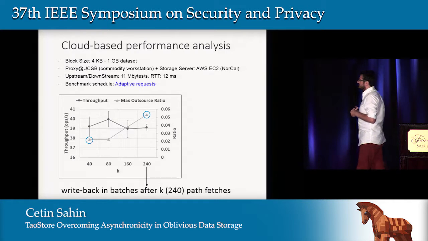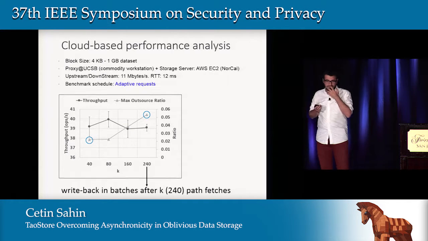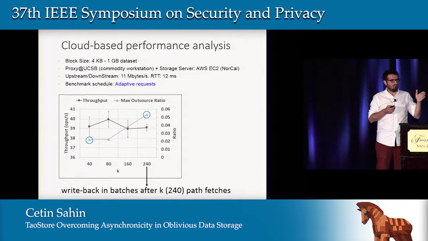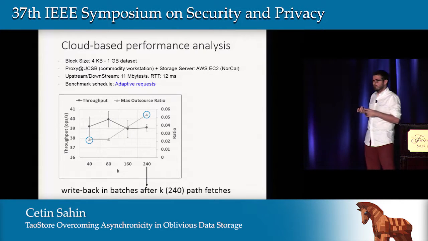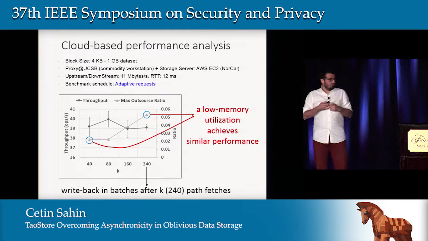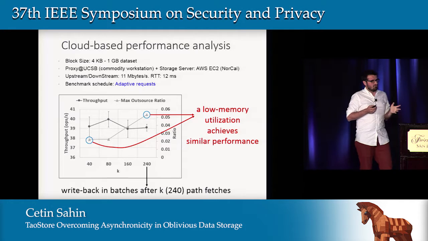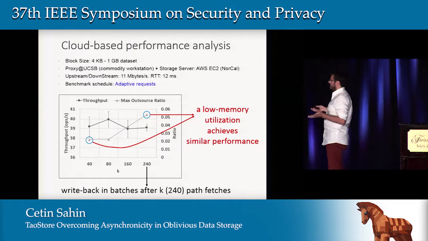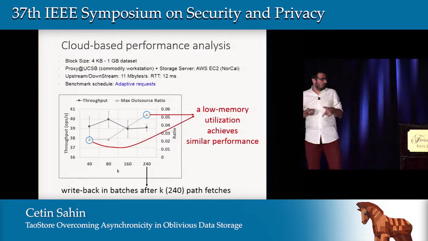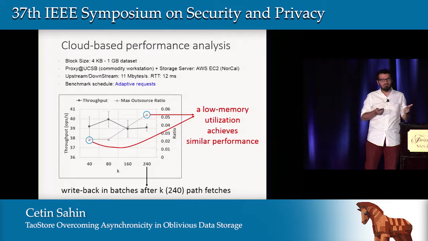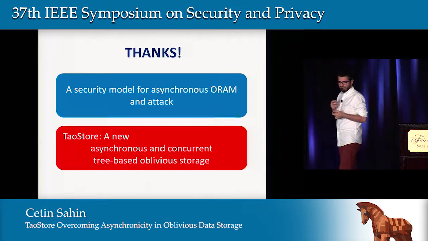When the write-back threshold is 40, we achieve a throughput of 39, and this was also the case when the write-back threshold was 240. Even with a smaller memory utilization, TaoStore can achieve similar performance. In the first case, we have 5%. In the second case, we have 2% memory utilization, but the achieved throughput is the same.